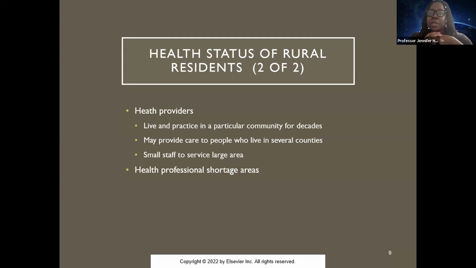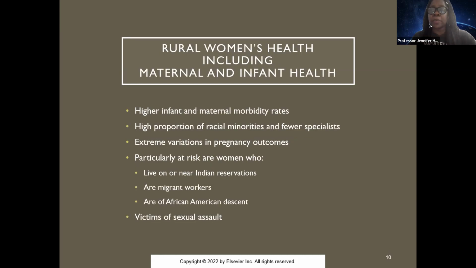Health status of rural residents in continuation is that health providers usually are part of the community, lived and practiced there for decades, and they tend to stay there because they think of the residents as part of their lives, and they oftentimes live there for a long time. But there are also shortages of getting health professionals to work out in rural areas.